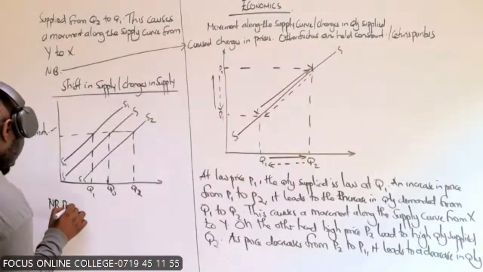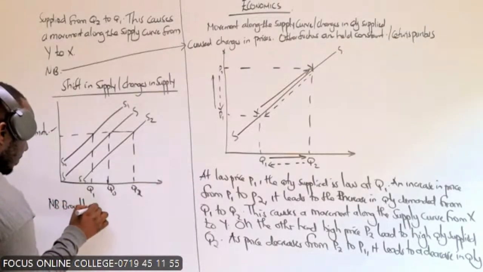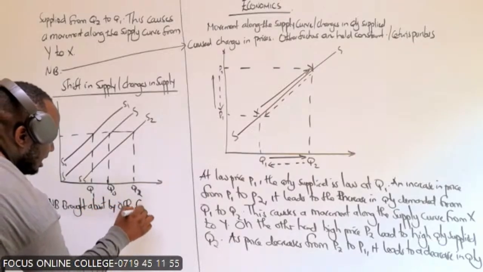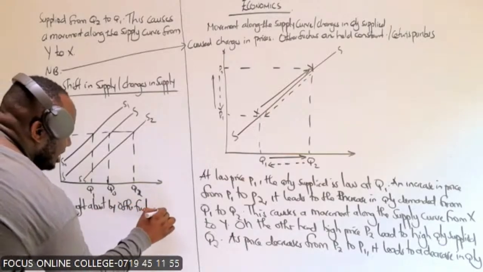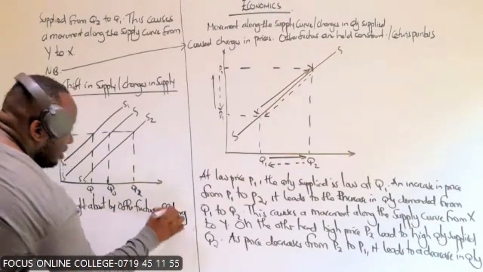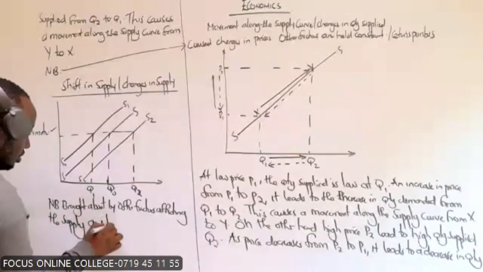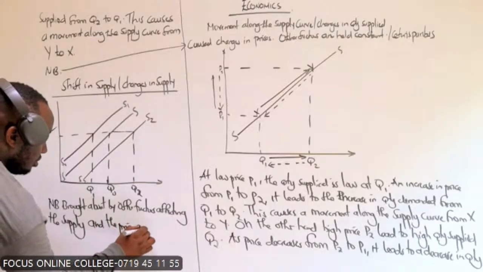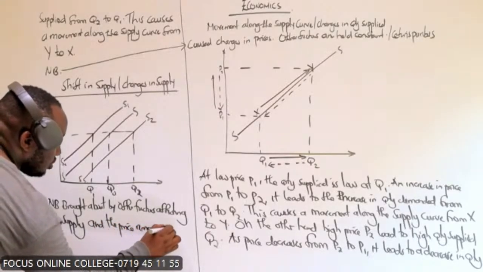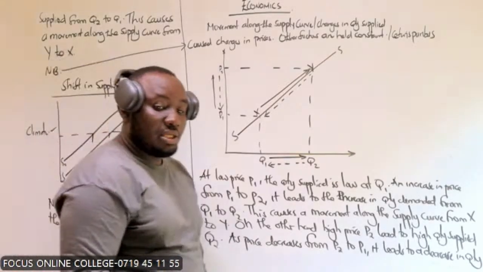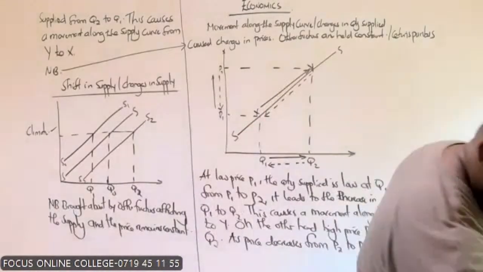As an NB, we need to understand it is brought about by other factors affecting the supply, and the price remains constant. So this is brought by changes in other factors, and the price remains constant altogether.